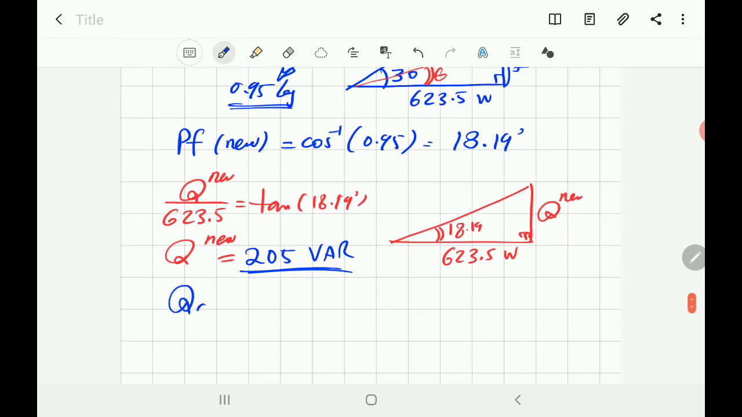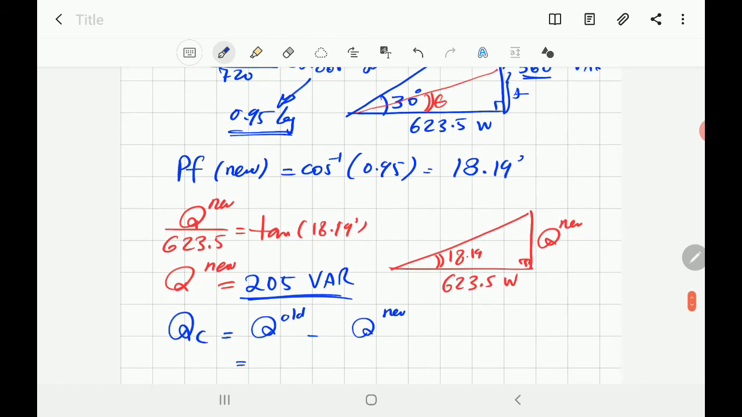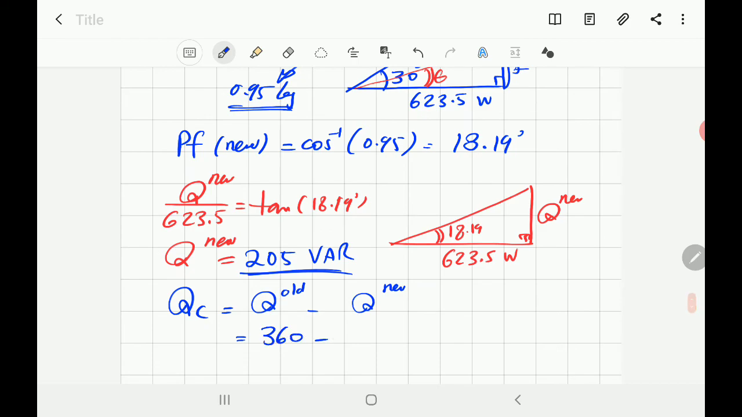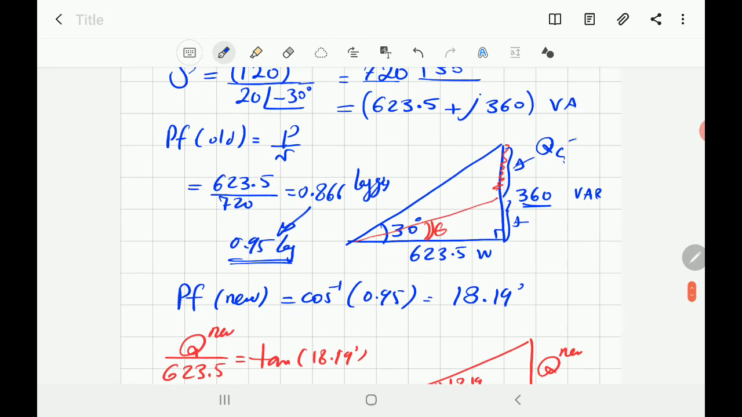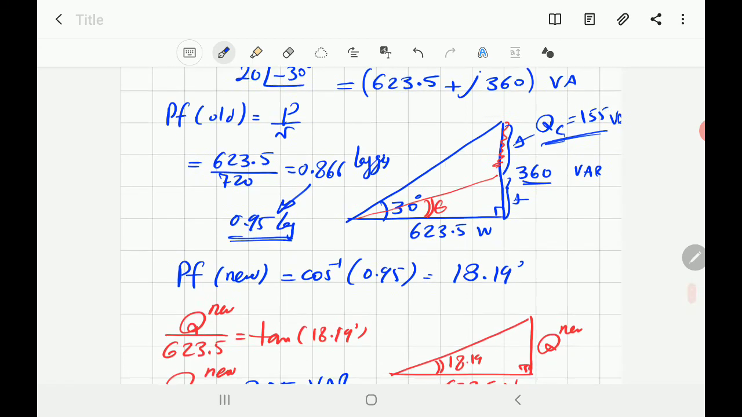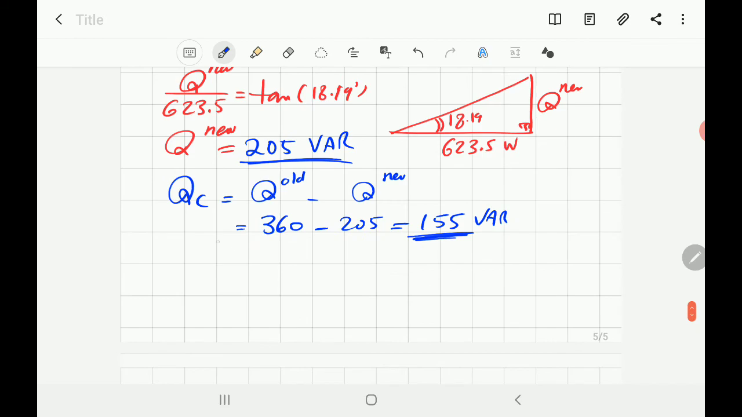So now I can say the Q of the capacitor is the difference between the old Q and the new Q. The old Q was big, 360. The new Q is smaller, 205. And the difference between both will be equal to 155 var. So you need to cancel this amount, this 155. That's QC, what the capacitor will produce in the opposite direction.